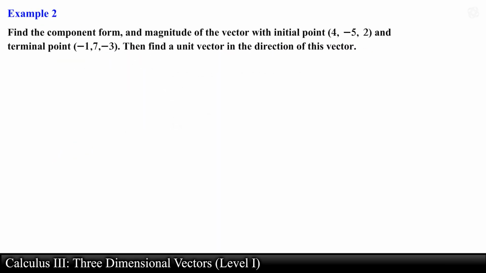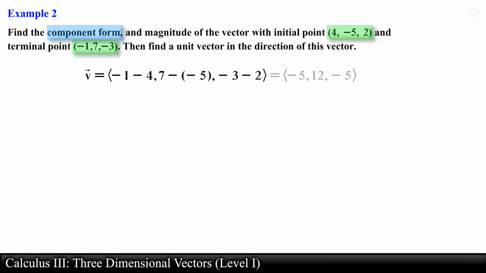Find the component form and magnitude of the vector with initial point (4, -5, 2) and terminal point (-1, 7, -3). Then, find a unit vector in the direction of this vector. Similar to the previous example, we are given the initial and terminal points of a vector in 3 dimensions. Let's call this vector v. So we subtract the coordinates of the initial point from the coordinates of the terminal point, as follows. This expression represents the components of vector v.